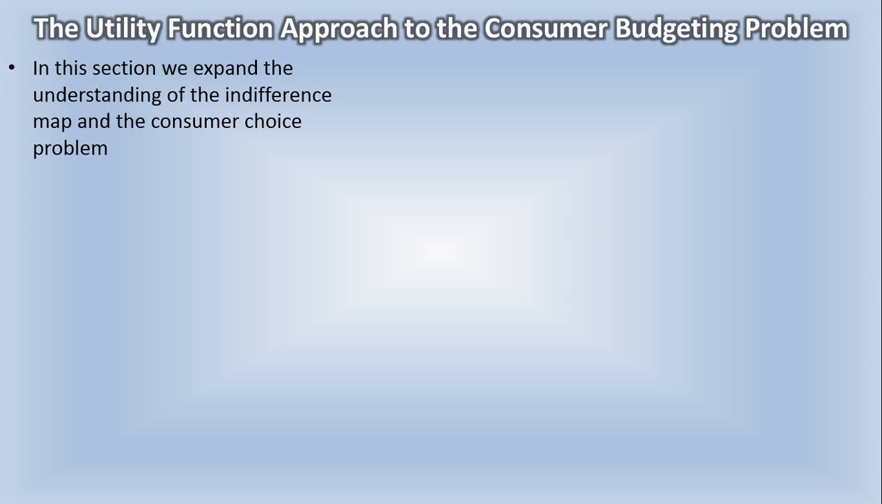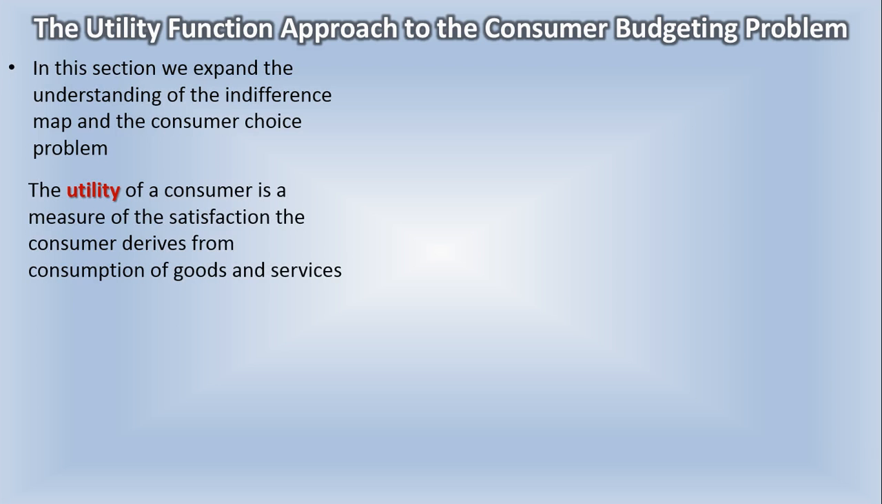So in this section, we expand the understanding of the indifference curve map and the consumer choice problem. We introduce the concept of utility, a concept you were likely introduced to in your introductory micro courses. The utility of a consumer is a measure of the satisfaction the consumer derives from consumption of goods and services. So that thing I've been talking about, that satisfaction, that happiness that consumers gain from consuming, we call it utility. And essentially, it's a ranking system.